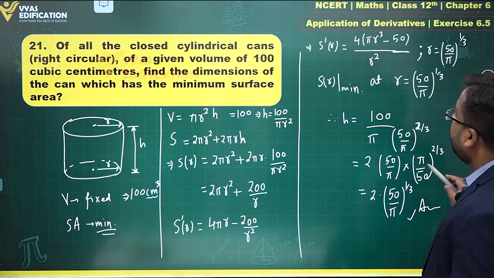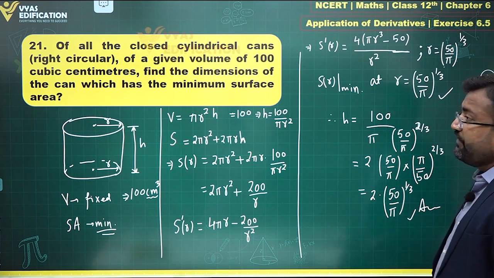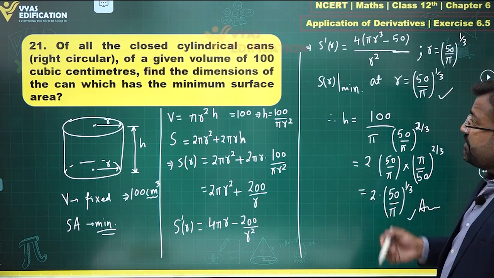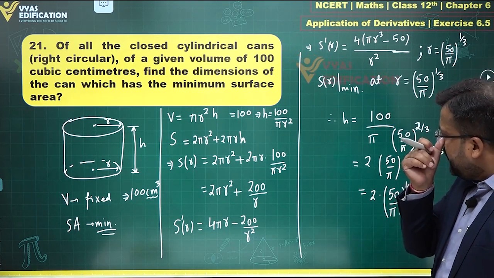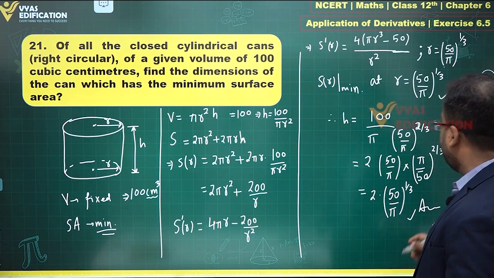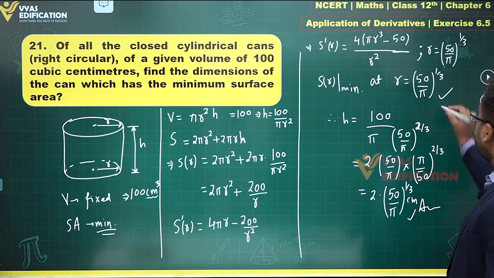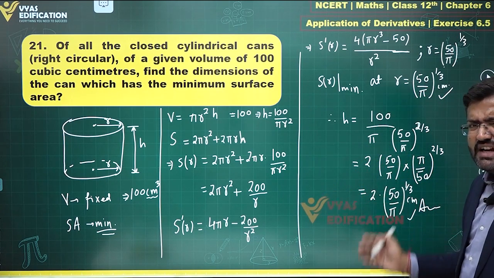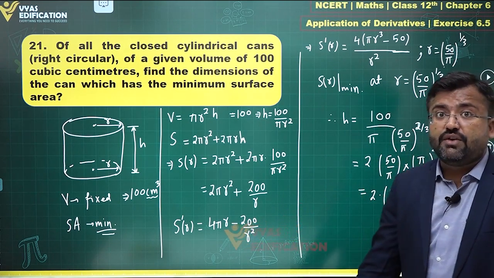This is the value of h and this is the value of r, for which you have minimum surface area. What about the units? We have been consistent with the units. Everywhere we will be using centimeters. So this is in centimeters, this is also in centimeters, and that's the correct answer for question number 21.